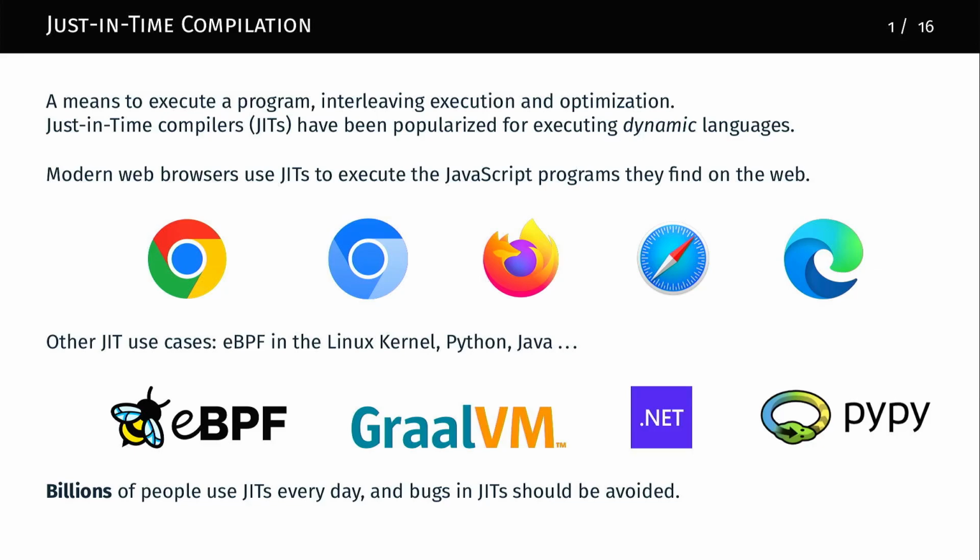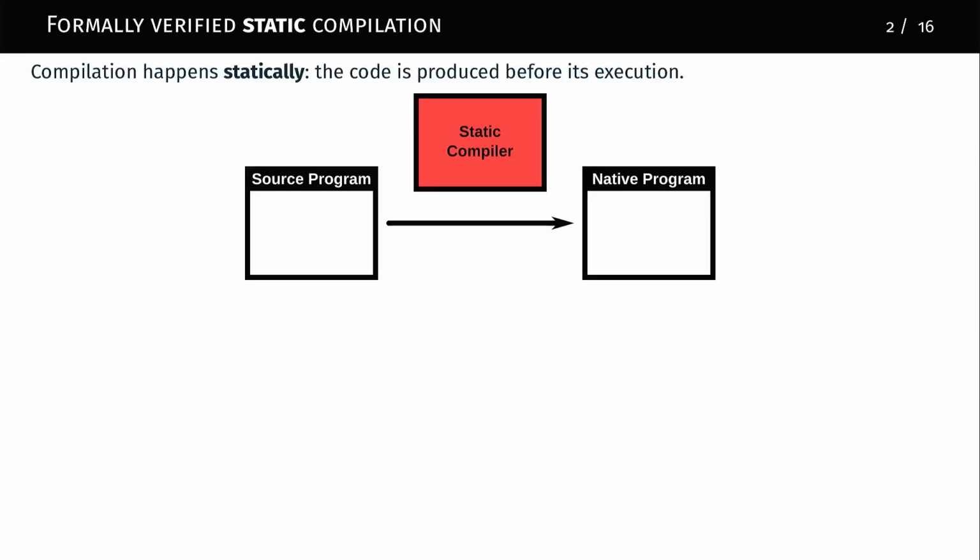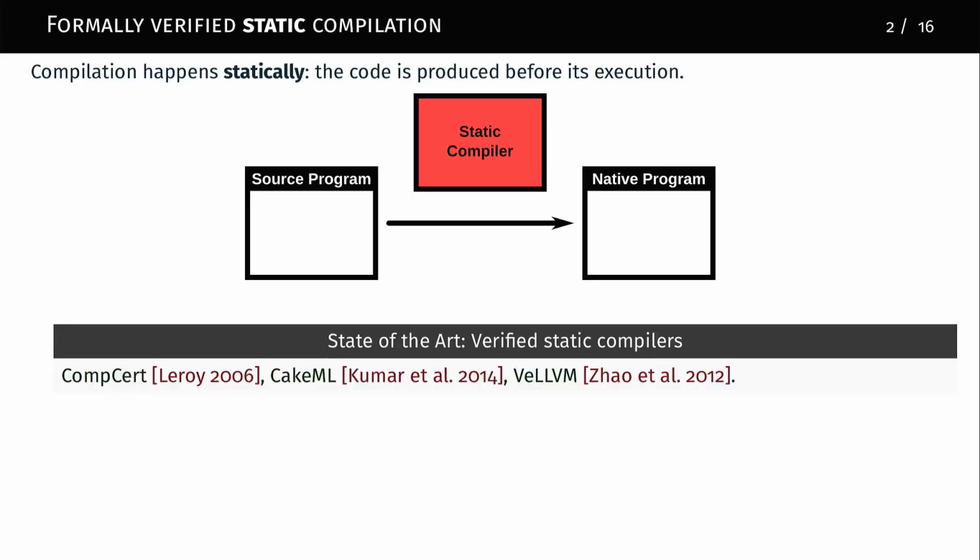in JITs. To avoid bugs in compilation, we know from traditional or static compilation that we can use formal verification and we can try and formally verify our compilers. In the case of static compilation, this has given many great works about formally verified static compilers, such as CompCert, CakeML, or Vellvm, which are all compilers that not only transform a program into a corresponding native program, but they also come with a formal proof of correctness, meaning that, for instance, we can formally prove that every observable behavior of your native program on the right is also a behavior of your source program semantics.